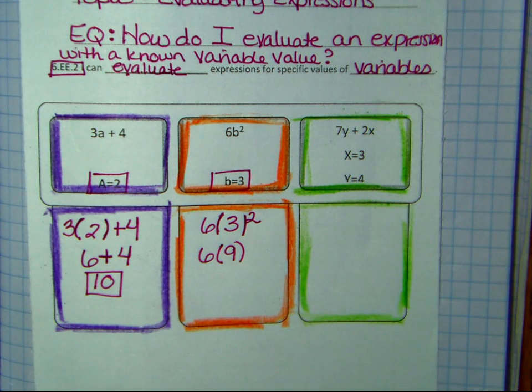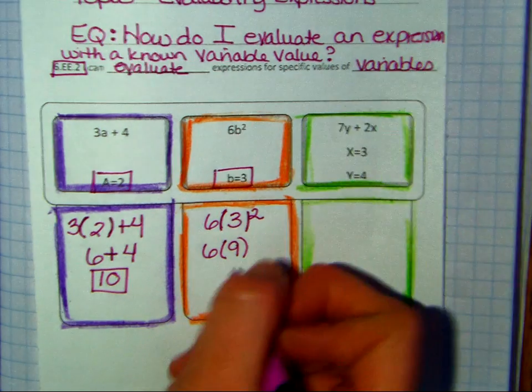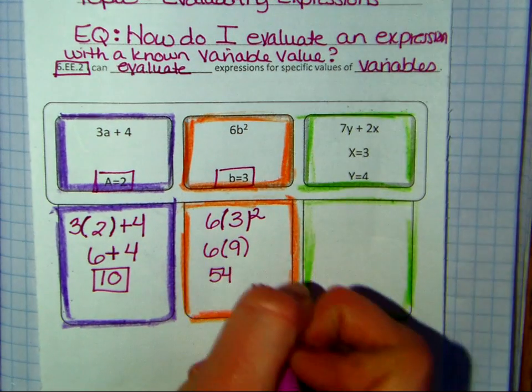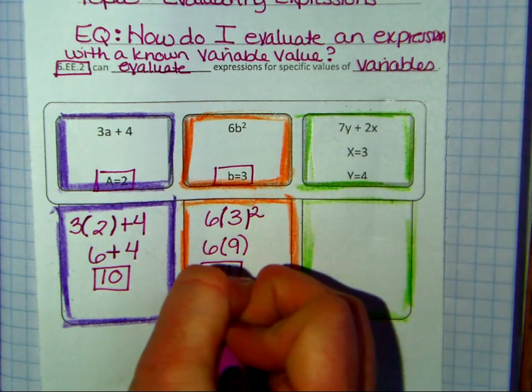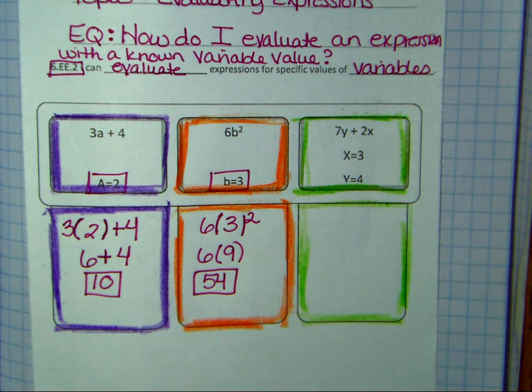Now that I've done 3 times 3, I've got 9. I'm left with 6 times 9. What is 6 times 9? 54. What do I have to do to finish my answer? Box your answer. Box my answer. Good. All right, let's do the last one, which I have in green.